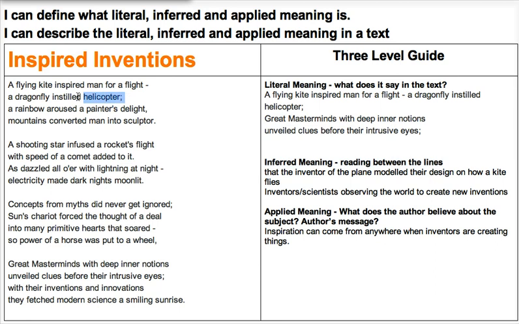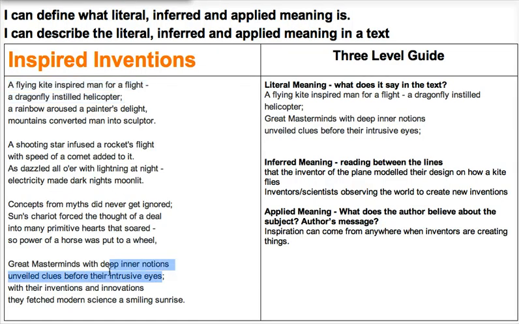So if we take that first sentence again, a flying kite inspired a man for flight, a dragonfly instilled a helicopter. The literal meaning would be what's highlighted there. But the inferred meaning for this is actually more to do with the inventor of the plane modelling their design on how a kite flies. Because you can infer that because it says inspired here. So they took the understanding of how a kite flies, how it takes off, how it glides in the air, and used that to create an aeroplane.